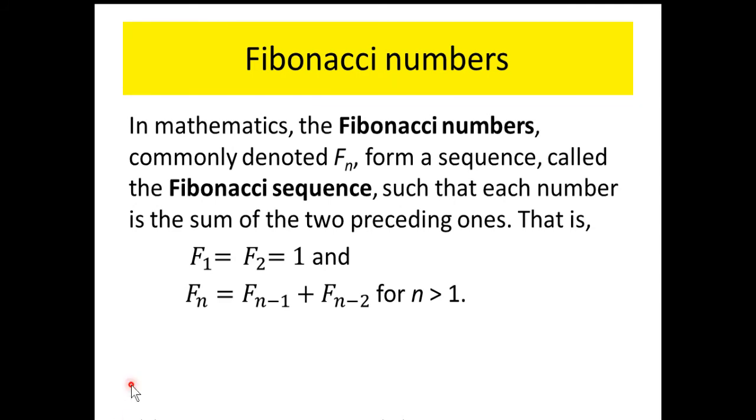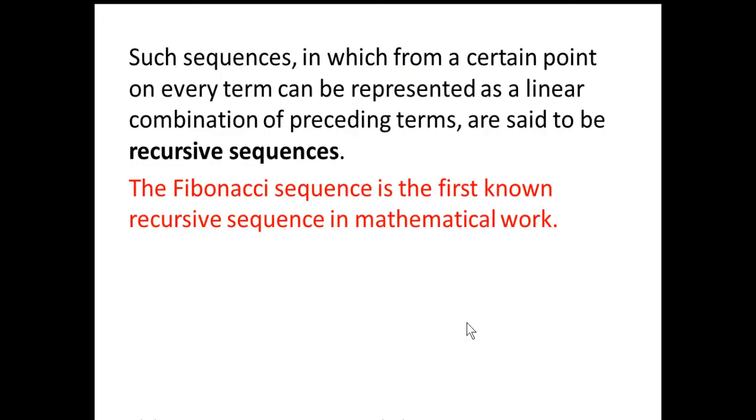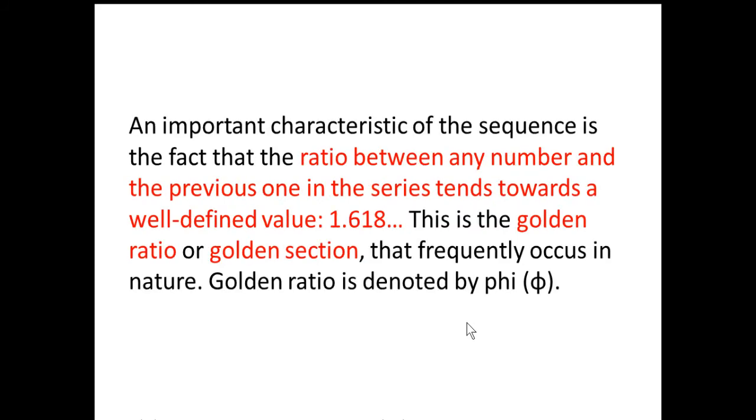That is, f1 and f2 are 1, and fn is equal to fn minus 1 plus fn minus 2, for n greater than 2. Such sequences, in which from a certain point on every term can be represented as a linear combination of preceding terms, are said to be recursive sequences. And this Fibonacci sequence is the first known recursive sequence in the mathematical world.